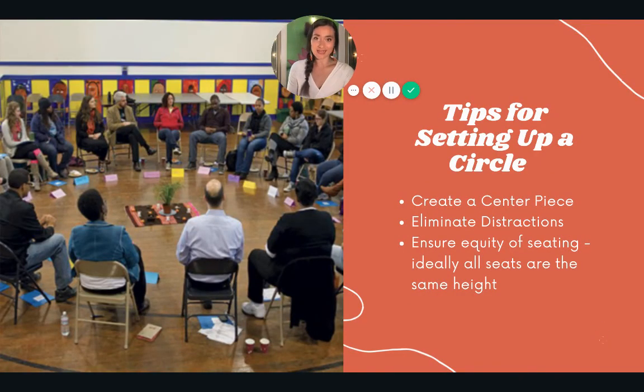Some tips for setting up the circle. I suggest, especially for a new circle, you'll see in this image, they've created a centerpiece. This is great, particularly for classroom environments, for new circles, of having students perhaps bring an object that's important to them to set into the middle of the circle. This is really a way to create focus, and it also is a way of creating a safe space, a space where everyone feels like they have something important to contribute, that this is their circle that they're building.